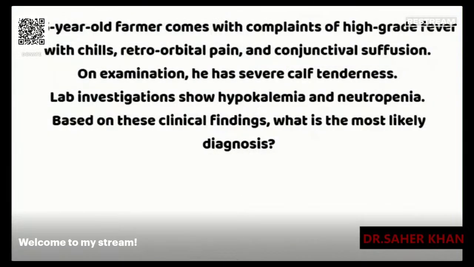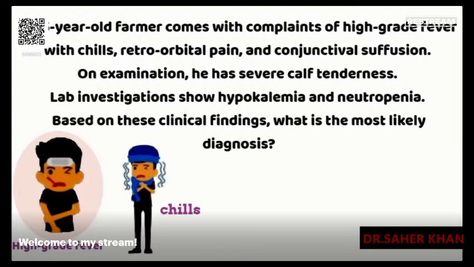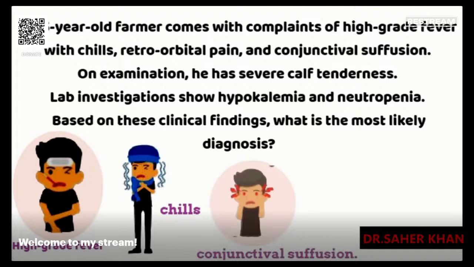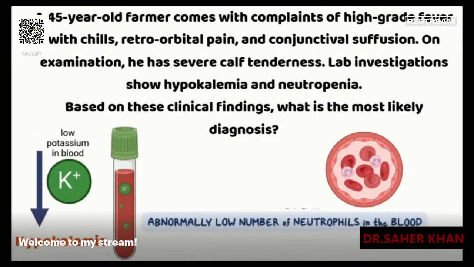Okay, so our third question. A 45-year-old farmer presents with complaints of high-grade fever with chills, retroorbital pain, and conjunctival suffusion. And on examination, there is a severe calf tenderness, and lab investigations reveal hypokalemia and neutropenia. And these are the options.